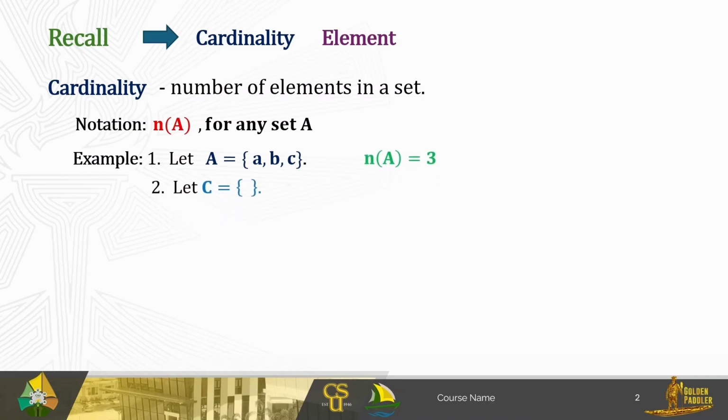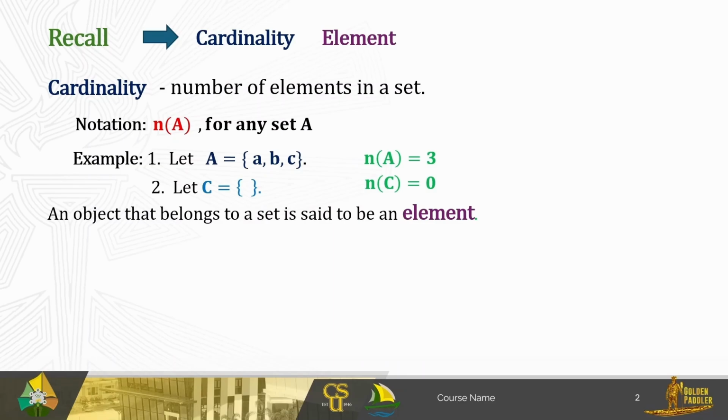Another example is the set C containing none, or we call this an empty set. If this is an empty set, then the cardinality of an empty set is 0. So we say the cardinality of C is 0.